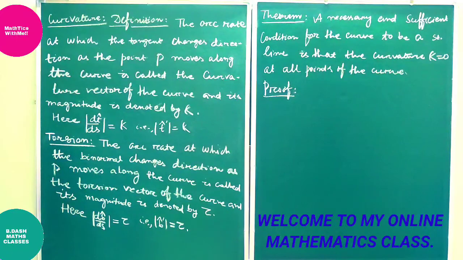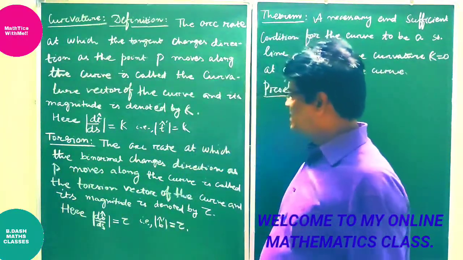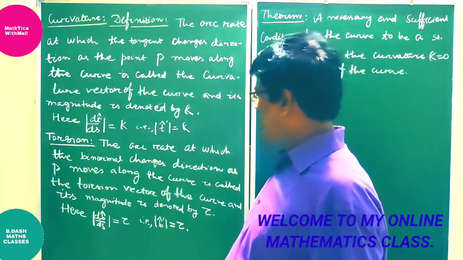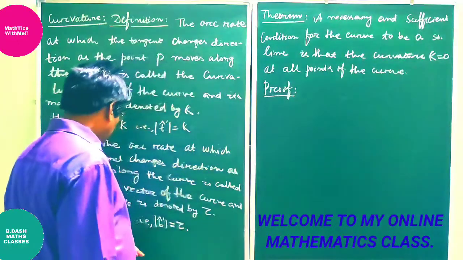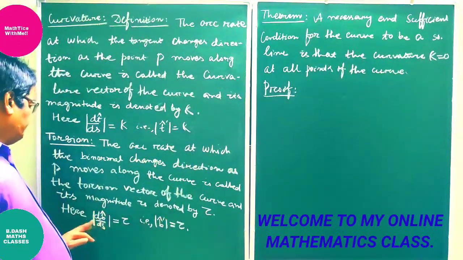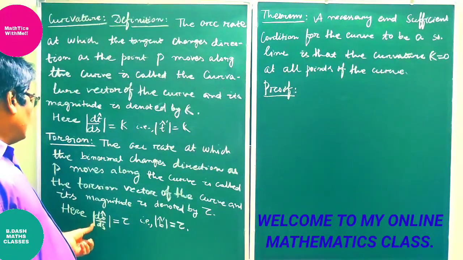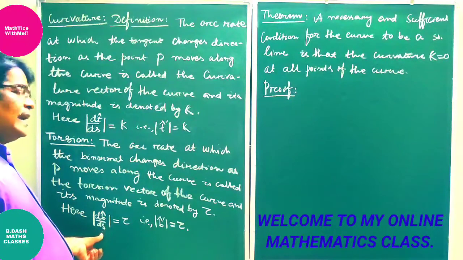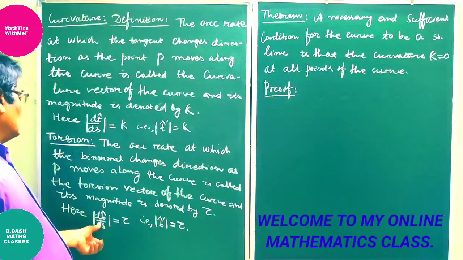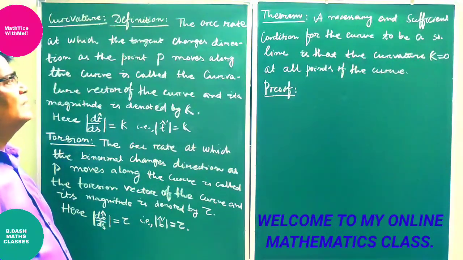Torsion: the rate at which the binormal changes direction as P moves along the curve is called the torsion vector of the curve, and its magnitude is denoted by tau. So here the rate of change of the binormal with respect to arc length is dB/ds, whose magnitude is the torsion, or |B'| is equal to tau.